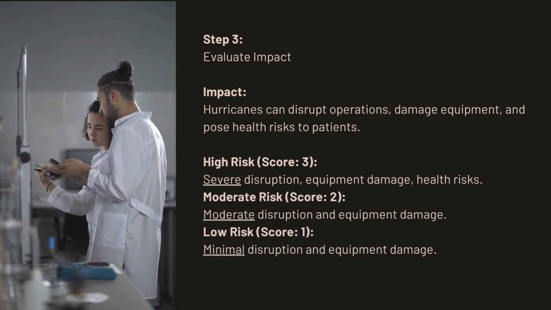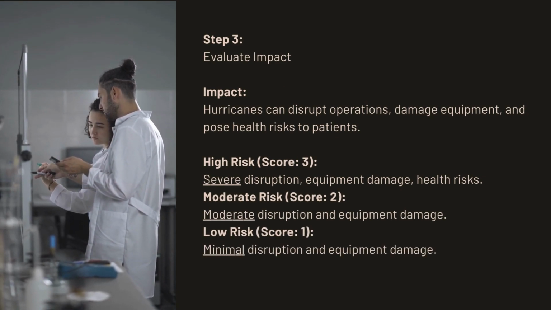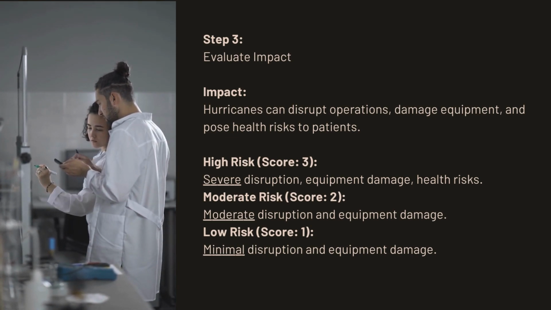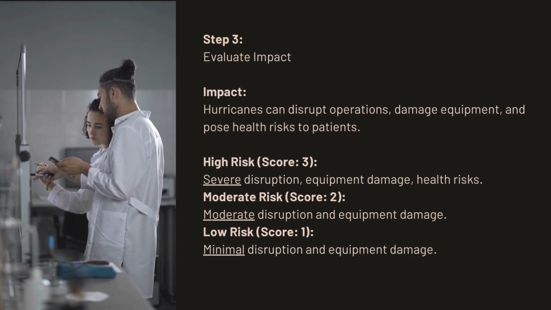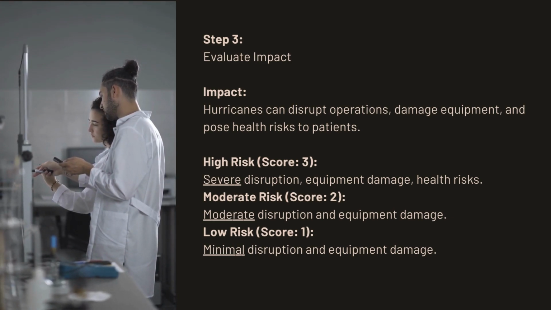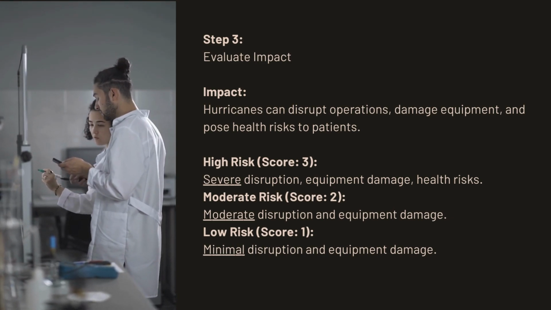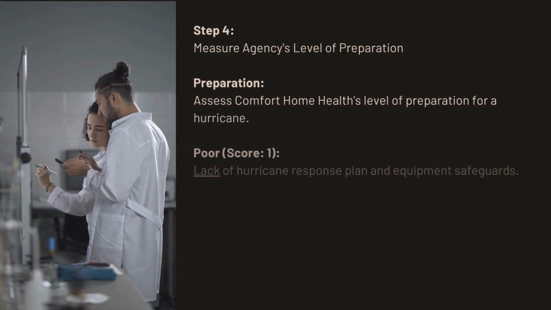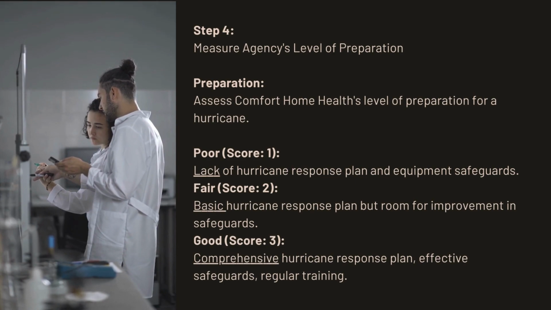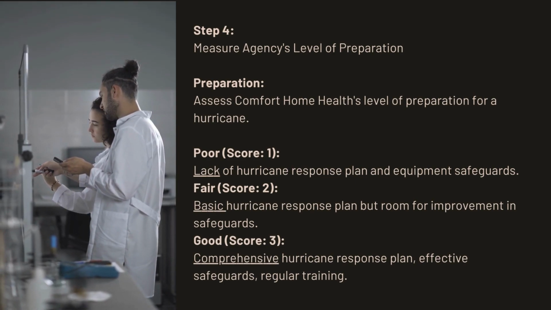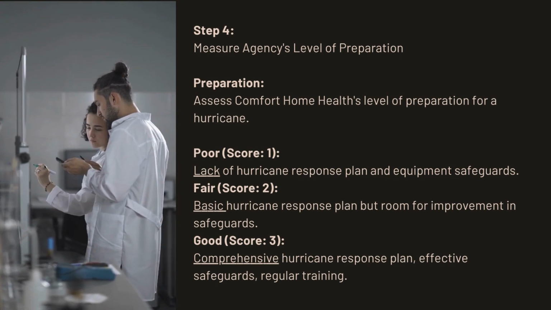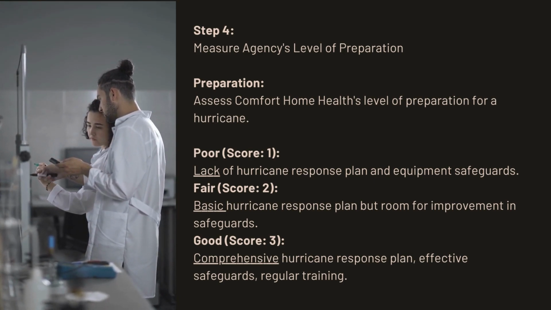For step 3, you need to evaluate the impact of the hurricane, if it can disrupt operations, damage equipment, or pose health risks to patients. Give 1 for low risk, 2 for moderate risk, and 3 for high risk. For step 4, you need to assess the level of preparation for a hurricane. Give a score of 1 for poor, 2 for fair, and 3 for good.